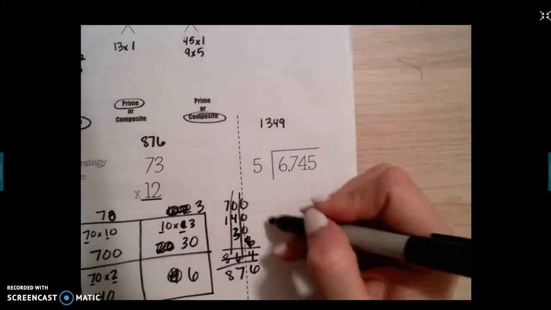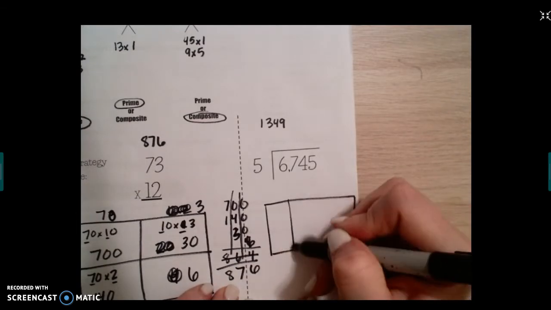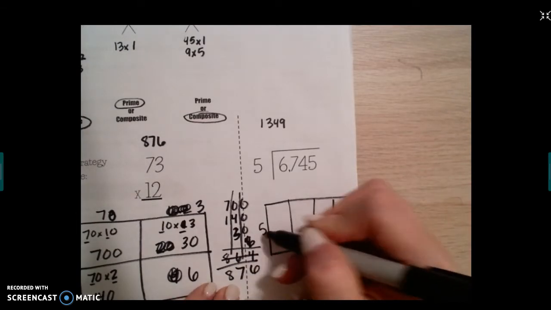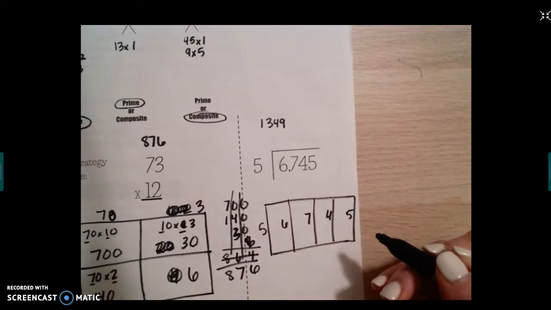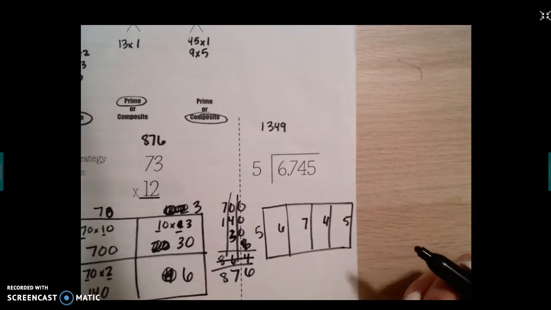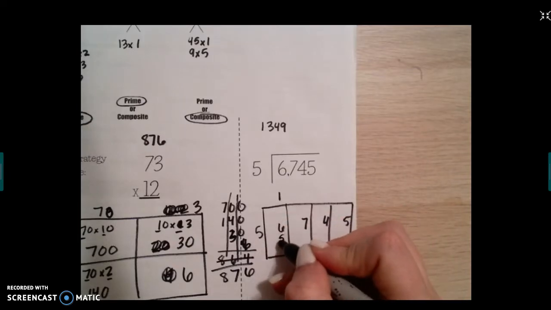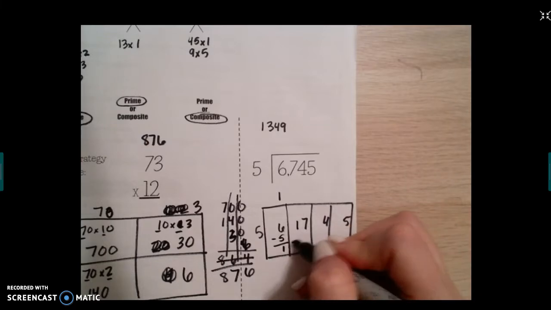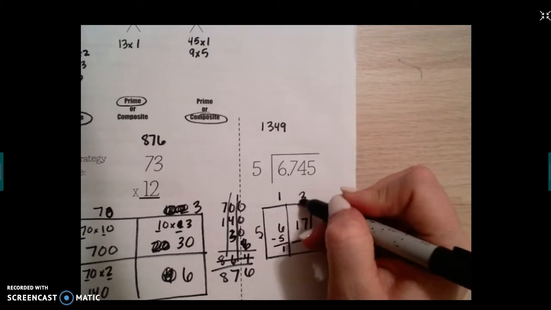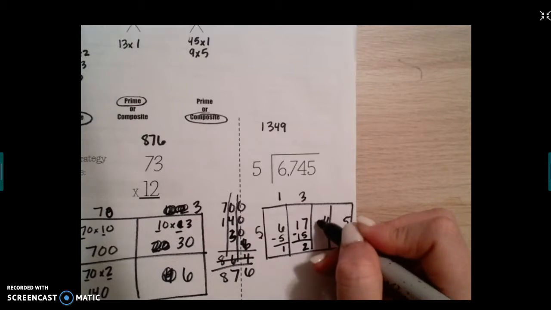Okay, here, I'm going to use the box method. We have 6,745 divided by 5. So we'll start out with 5 goes into 6 one time. 5 times 1 is 5. 6 minus 5 is 1. Bring the 1 over. 5 goes into 17 3 times. 5 times 3 is 15. 17 minus 15 is 2.